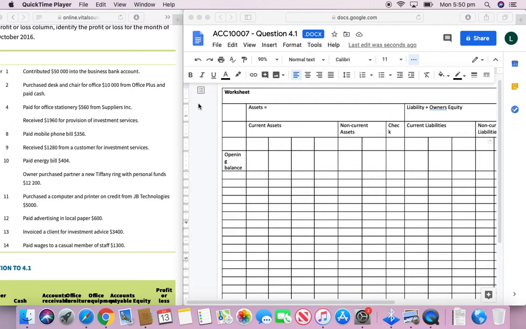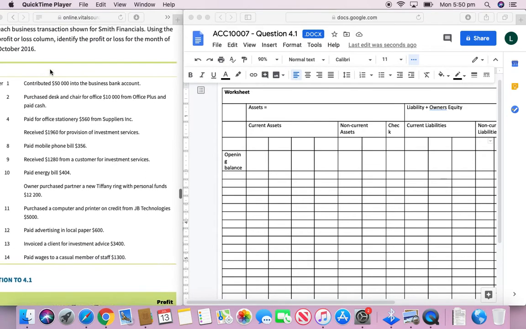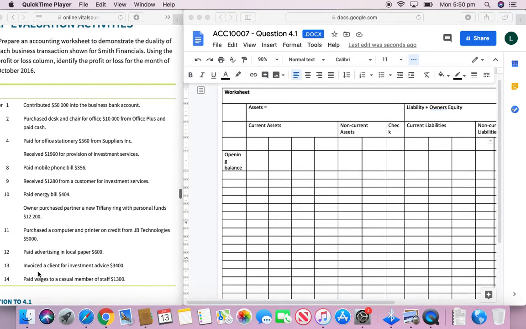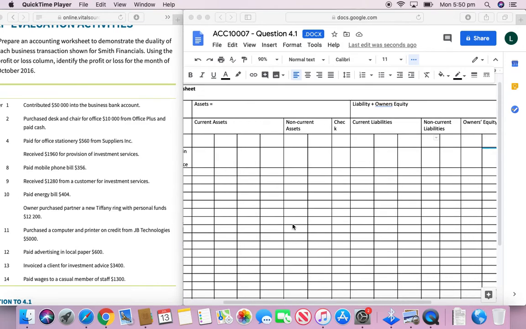I've had a student request me to do a video for question 4.1. So over here is the e-text 4.1, so it's chapter 4. These are all the transactions in it. Here, the answers are actually below here, but I will go through it on how to fill out this worksheet.